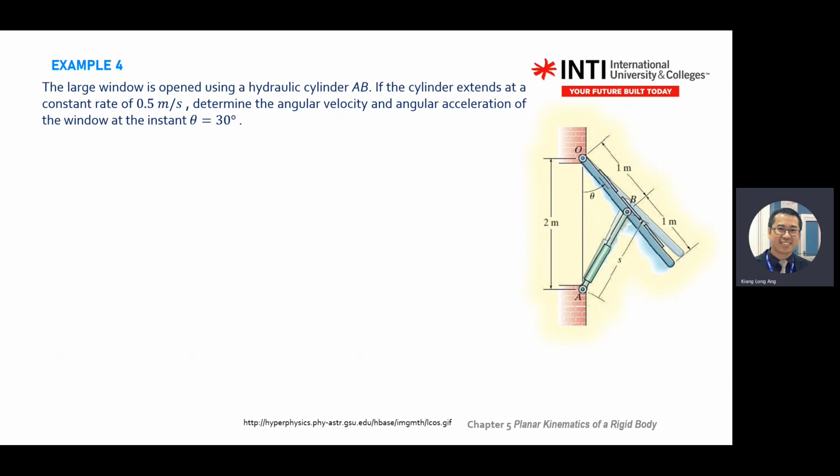So a big window is opened using hydraulic cylinder AB. If the cylinder extends at a constant rate, 0.5 meters per second, meaning this is your velocity. This one, S converts to v, you get 0.5 meters per second. Determine the angular velocity and angular acceleration of the window at the instant when theta is 30 degrees. So this one will move up, right? It will push up at the constant rate, 0.5 meters per second. You want to find, for this window, this blue color object, what is the angular velocity and angular acceleration when this angle reaches 30 degrees?